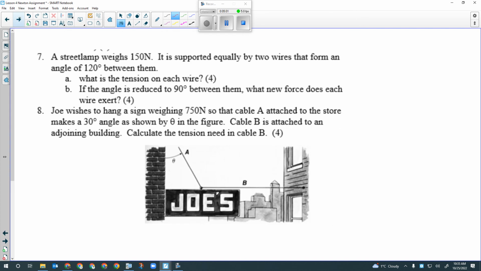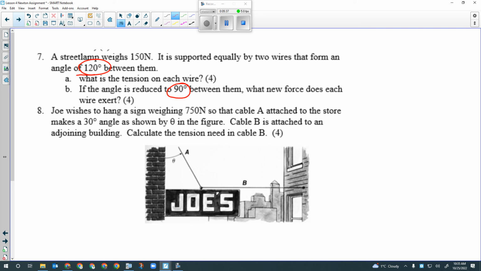All right. Question 7, and question 8, same types of questions. We've done 2 examples of each of these in class. Okay? In both of these questions, the sign and the street lamp, we're just hanging there. Okay? So think about what kind of example of question that is. We've done a number of those. The thing to watch out for here is that in part A, the angle is 120. In part B, it's reduced to 90.